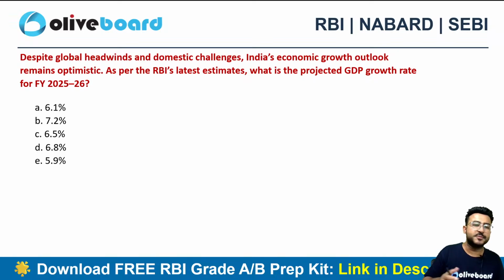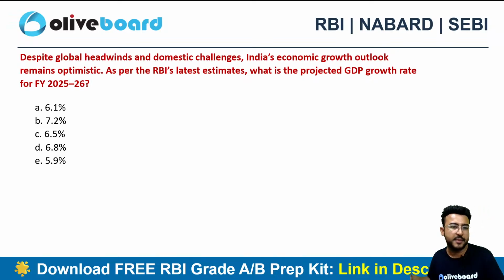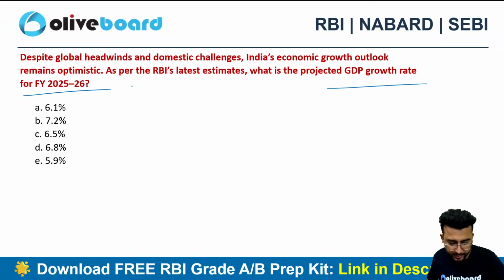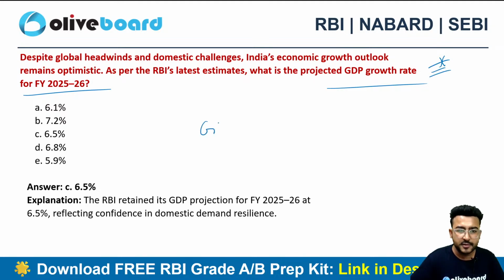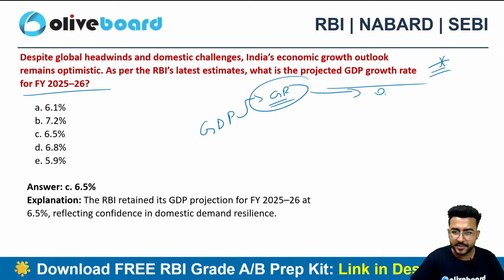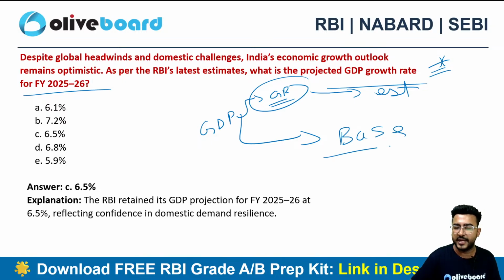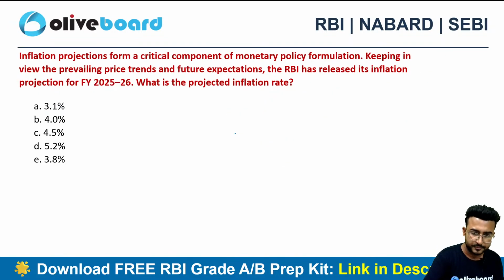Next one. Despite the global headwinds and domestic challenges, India's economic growth outlook remains optimistic. What is the projected GDP growth rate, guys, for financial year 2026? Yes, it is 6.5%. Very, very important. You can see too many changes here. First, you need to know about the current GDP growth rate, then the estimation. Plus, you need to be aware of the fact that the base year of GDP is also getting changed, right?